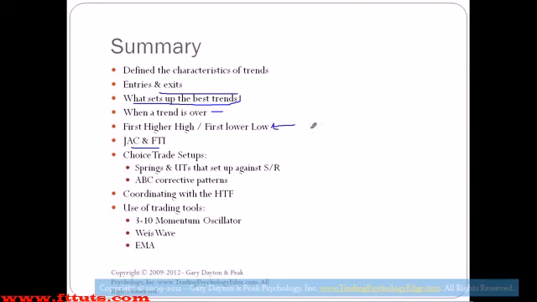And then what we call choice trade setups, something that's even a little bit better than just straight-up pullbacks in a trend. Those are the springs and the upthrusts that set up against support and resistance and show that ABC corrective pattern. Really look for this. This is good stuff. You can coordinate it with the higher time frame. We talked a little bit about doing that.